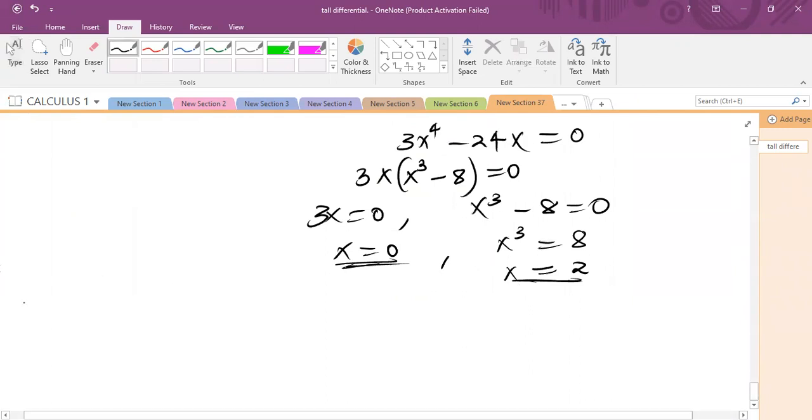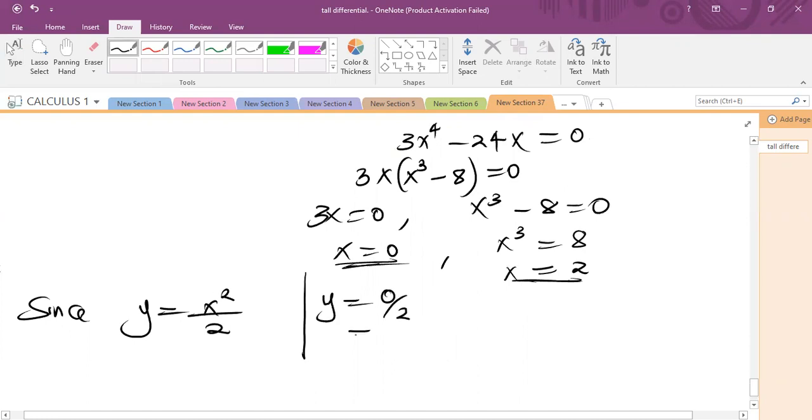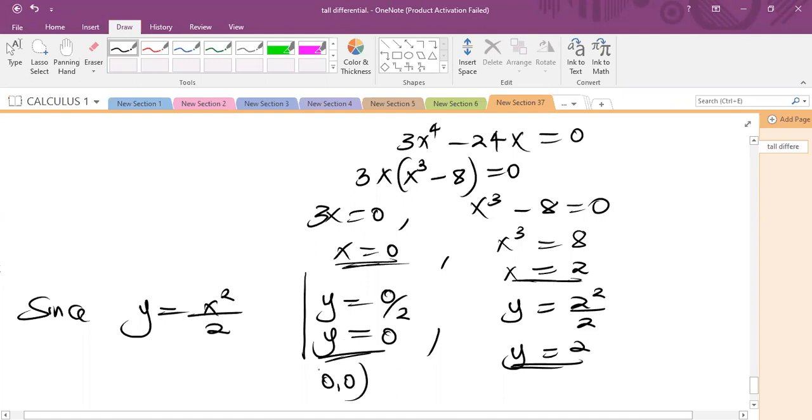So since y is equal to x squared over 2, when x is 0, we will have y being equal to 0 over 2, which basically gives 0. When x is 2, we will have 2 squared over 2, so y will basically be equal to 4 over 2. So those are the stationary points: we have (0, 0) and we have (2, 2).